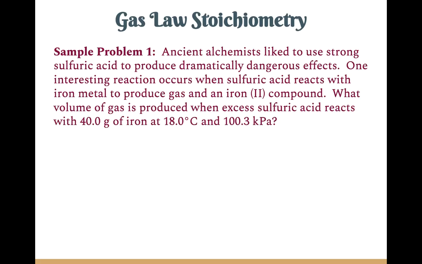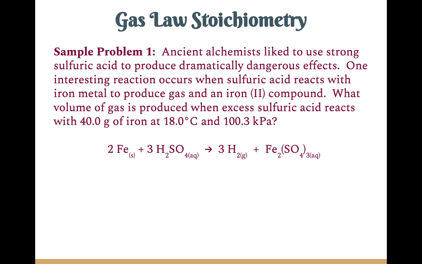So let's look at an example. Ancient alchemists liked to use strong sulfuric acid to produce dramatically dangerous effects. One interesting reaction occurs when sulfuric acid reacts with iron metal to produce gas and an iron 2 compound. What volume of gas is produced when excess sulfuric acid reacts with 40 grams of iron at 18 degrees Celsius and 100.3 kilopascals? Here's that reaction. The iron's reacting with the sulfuric acid to make hydrogen gas and iron 2 sulfate. If we look at the question, it says what volume of gas is produced? So it's asking for the volume of hydrogen gas that's produced. That's our unknown.